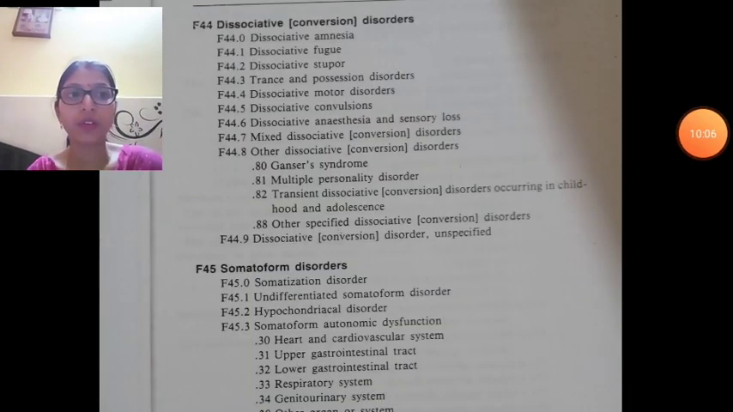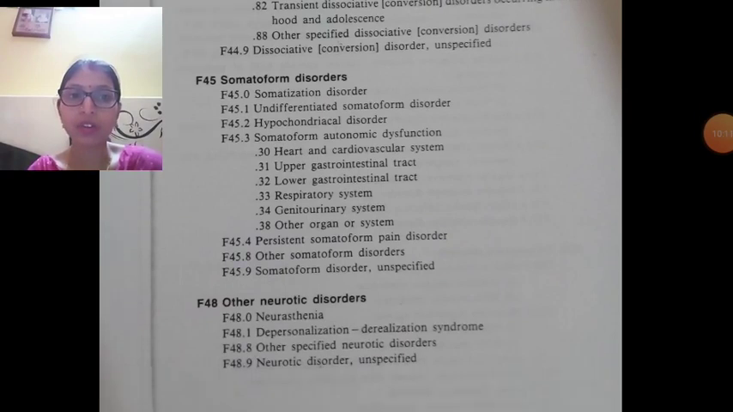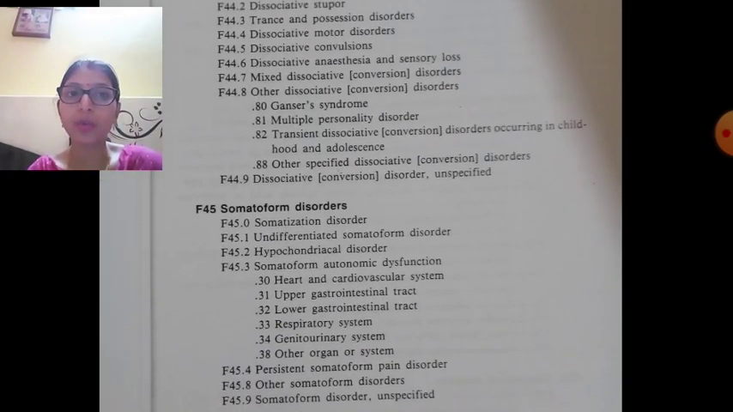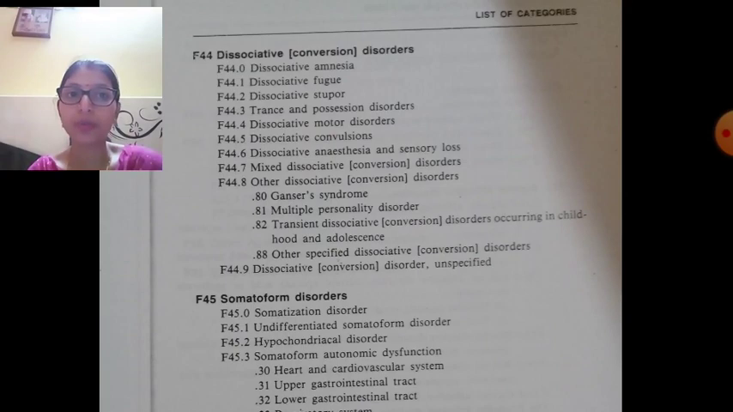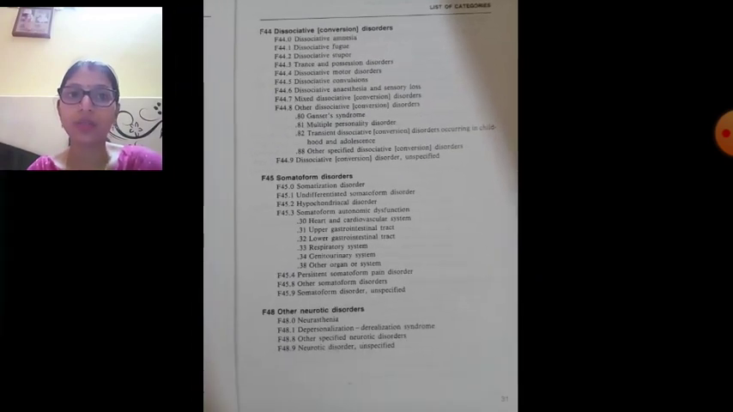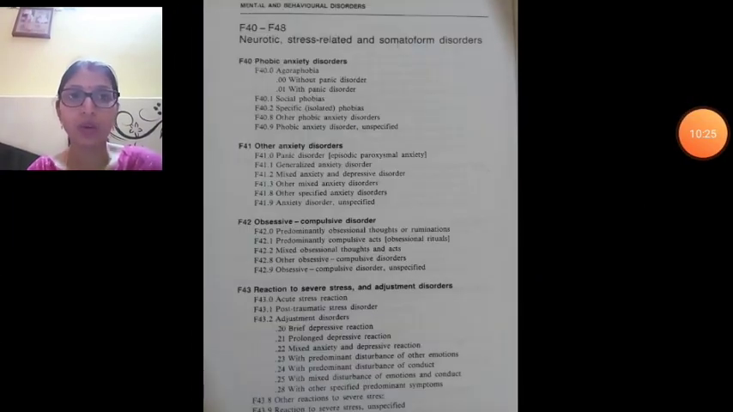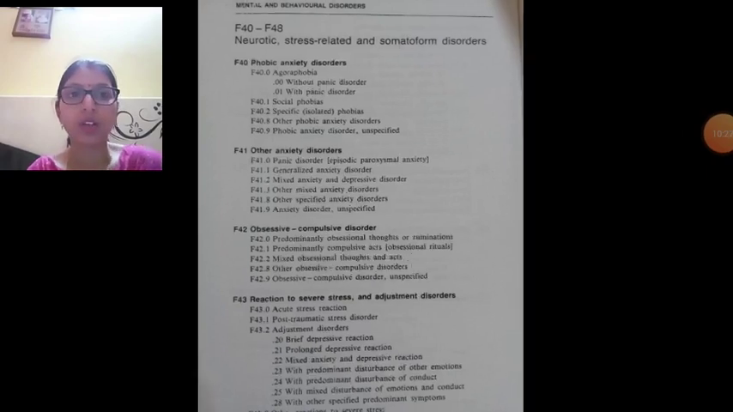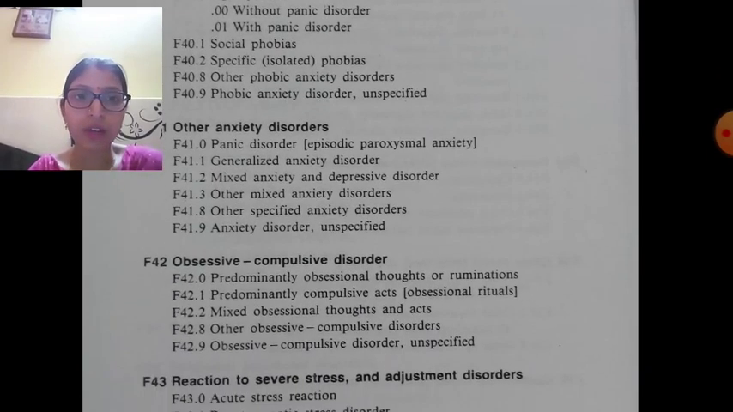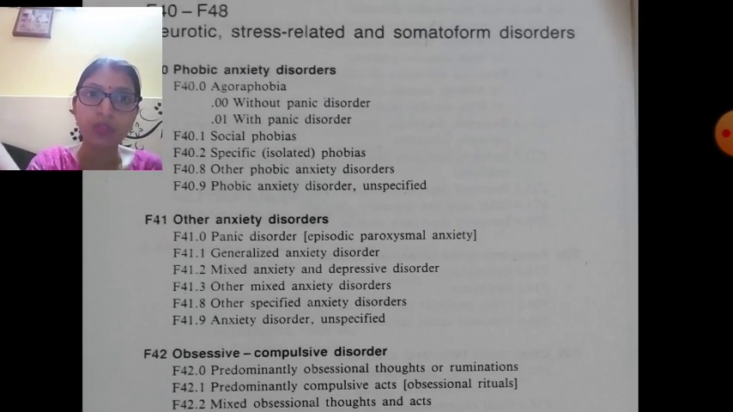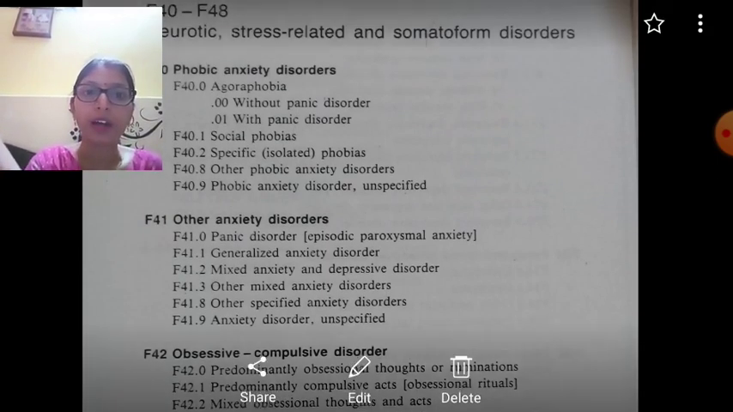And one more slide is here. This covers the dissociative disorders, the somatoform disorders and other neurotic disorders. These are the broader categories on the basis of which many disorders are explained, and all these disorders are considered under neurotic, stress-related and somatoform disorders. In this, F41 and F41.9 explain the unspecified anxiety disorder. This is the main category, other anxiety disorders, and the first one is phobic anxiety disorder. According to ICD, this is classified as a disorder.